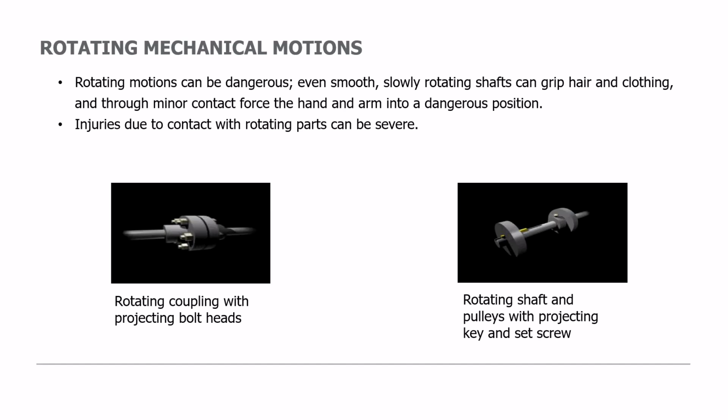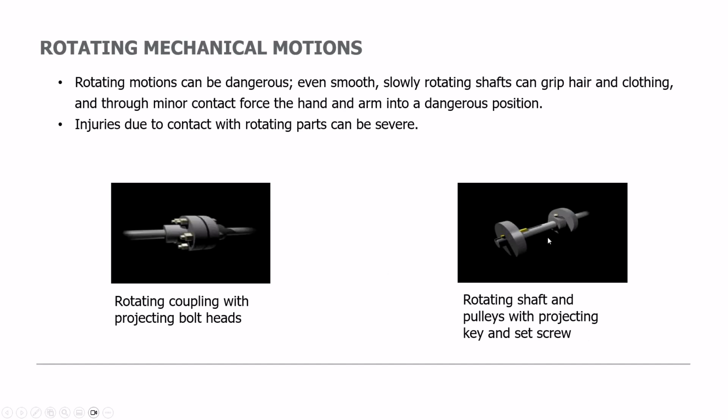Rotating coupling, once again, with projecting bolts. If you look real carefully right here, you can actually see the bolts that are projecting. Would this be a machine guard hazard you need to look for? Most definitely it would, because once again, the nuts and the bolts are basically penetrating directly through the coupler itself, and it's very easy to come in contact with that particular spinning, rotating device.